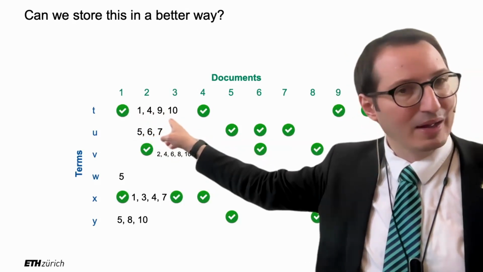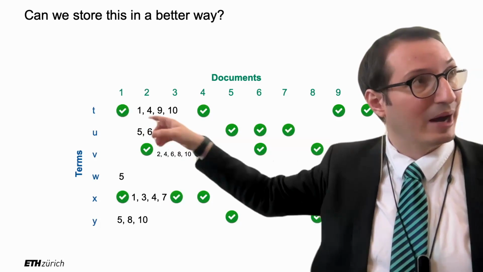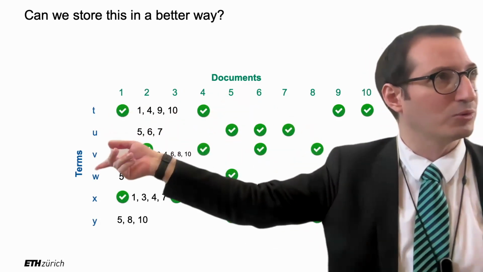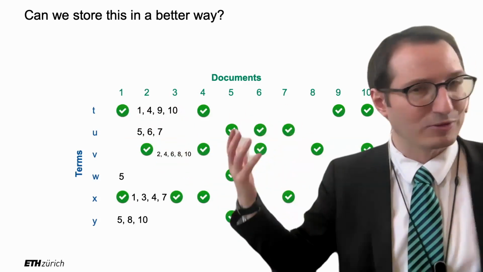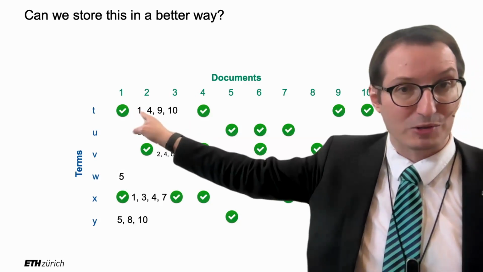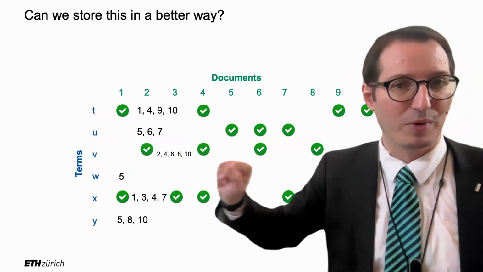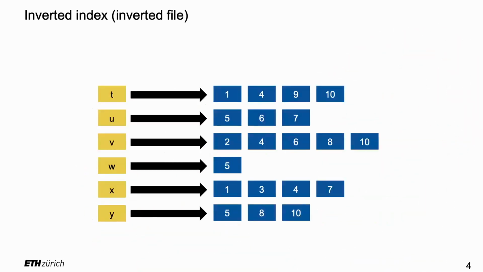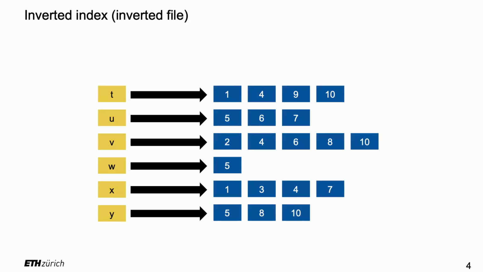These are actual integers, because that's called the document ID. I'm giving labels to the documents. This is document 1, this is document 2, this is document 3. So I'm assigning them integers, doesn't matter in which order. And now I have a list of integers. So T is associated with this list of integers, U is associated with this list, V with this list, W with this one, and so on. So now, if I clean this a little bit up, this is what I end up with.